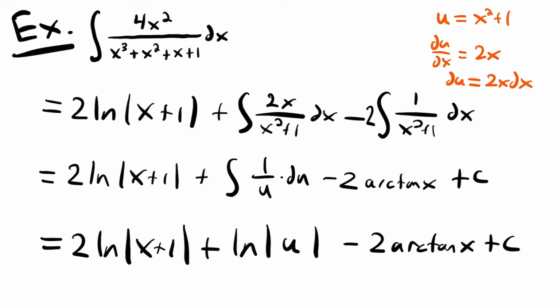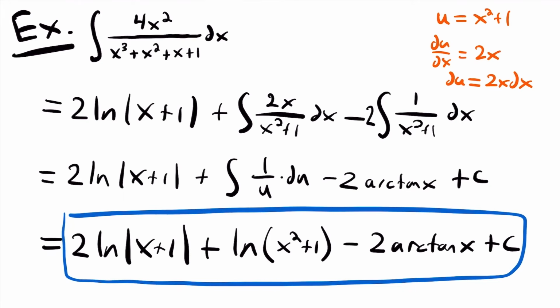And now all we have to do to finalize our answer is replace u with what we set it equal to, which is x squared plus 1. And so if I rewrite this, we'll have the natural log of the absolute value of x squared plus 1. And then if you wanted to, since x squared will always output a positive value and you're adding 1 to it, we don't even need these absolute value bars. We could just have the natural log of x squared plus 1. Okay, and so that is the final answer to this integral by using partial fractions. Let's look at one more example for this video.